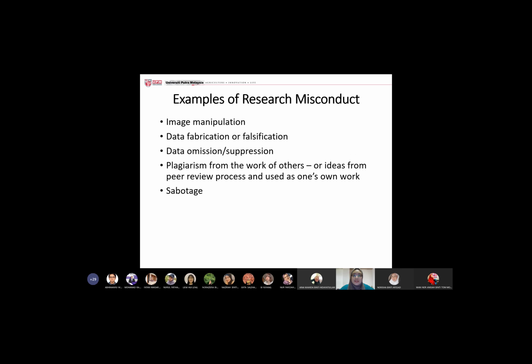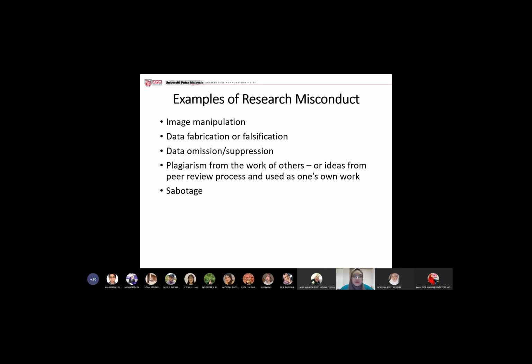So for example, research misconduct. So just to show you what the examples are, okay? Image manipulation. I will show you an example of this after this. Data fabrication, falsification, we've talked about this one. Data omission and suppression, that one as well. Then yes, plagiarism, okay, work of others or ideas.